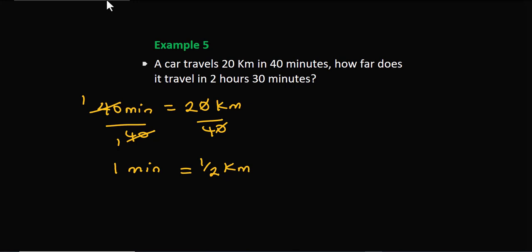So they're asking us how far does the car travel in 2 hours 30 minutes. So we have to convert these 2 hours to minutes first so that everything can be in minutes. We want to have a single unit. So remember right here we had 40 minutes. And here we are having hours. We need to convert this hour to minutes so that everything can be in minutes. This one is okay, it's already in minutes.